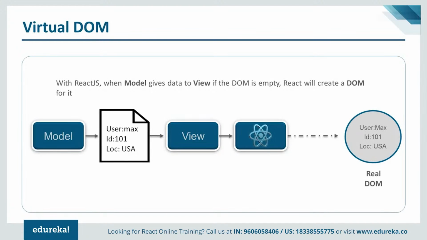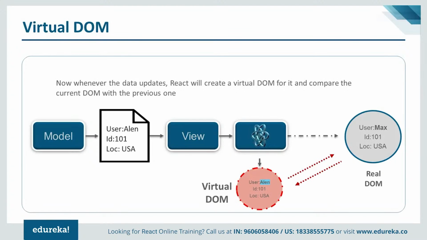With React, as we see, between the real DOM and the browser or the view, we have a virtual DOM which understands how the DOM will be updated. When the model gives the data to the view, if the DOM is empty, React will create a DOM for it. Whenever the data gets updated, React will create a virtual DOM, compare it with the previous one, and only apply those changes which are different. So the process happens much faster here.